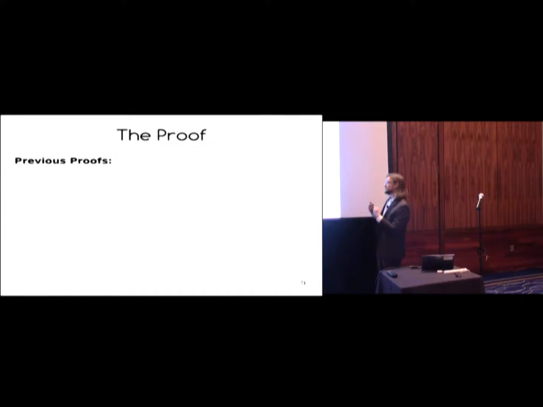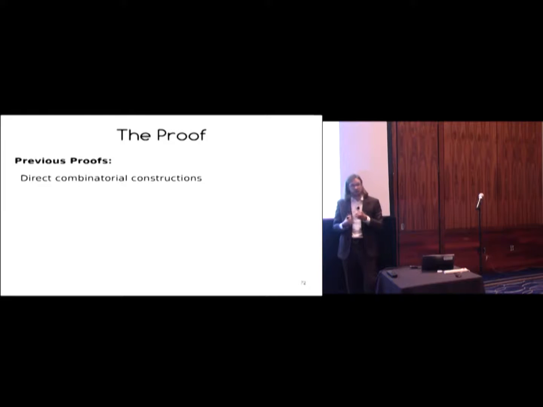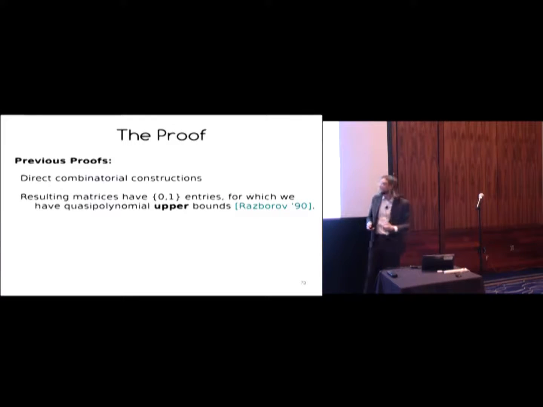So the previous proofs, they were very direct, and they had this very combinatorial flavor. More or less, they had this method of constructing a matrix combinatorially, and then a way of converting that matrix into a function, and that function was in NP. One of the things that limits this approach is that the resulting matrices had 0, 1 entries, and more or less, by communication complexity arguments, you can get quasi-polynomial upper bounds in this kind of case. So we know that this isn't going to work.